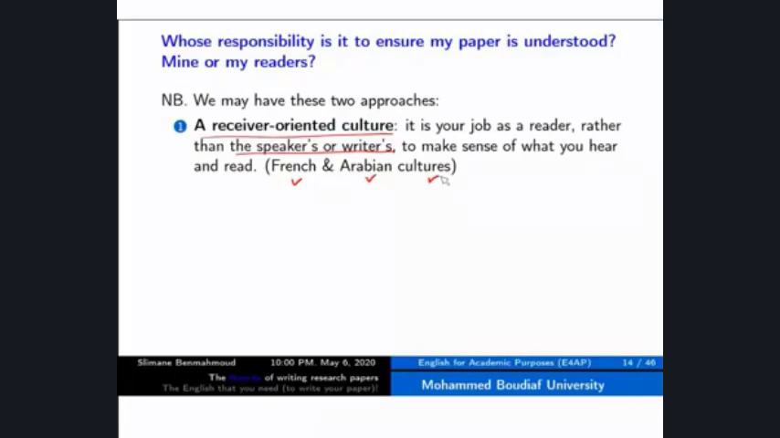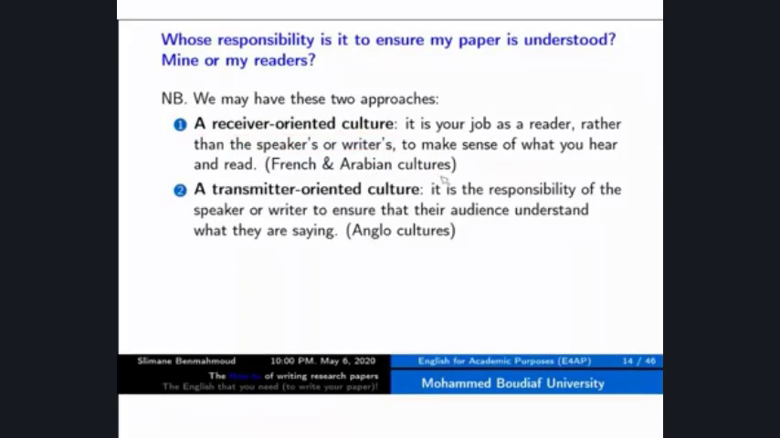You see this? In Arabic, even in Derja, we say: I tell you and you figure it out yourself, you swim in your own sea. And in French we say, vous devez vous débrouiller vous-même, or something like that. The second approach is the transmitter-oriented culture.